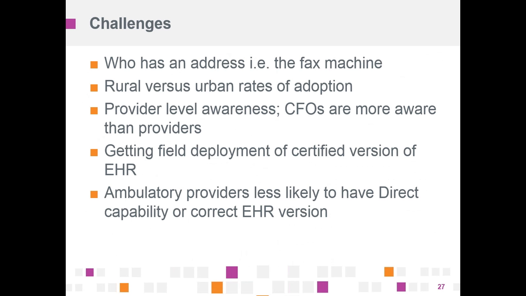Another challenge we're seeing, more so in the ambulatory space than in the acute space, is the deployment of field-ready certified versions of their EHR. Since we rely on our EHR for that integration, for the meaningful use standards and everything else, when the ambulatory provider doesn't have a meaningful use version out there, they don't necessarily have direct. So how does a hospital that's going for attestation get messages to them? I'm going to talk about that in just a minute. The end result is ambulatory providers are just less likely to have direct capability or even the correct EHR version than their acute and hospital counterparts. So that's some negatives. Let's talk about some positives.